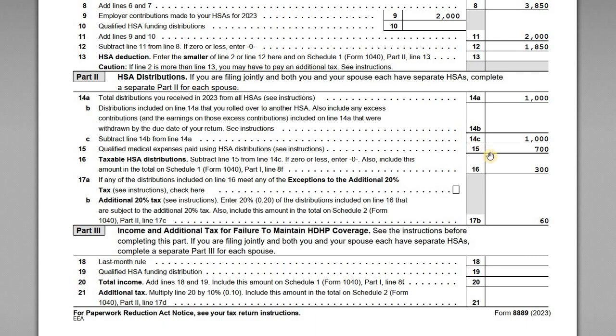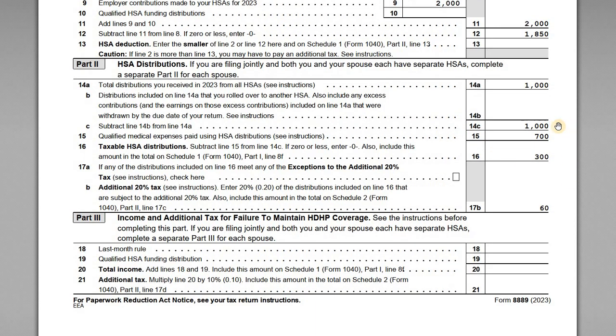There's no rollover that applied in this circumstance, so 14B is 0. So $1,000 of total distributions. And then on line 15, we have the qualified medical expenses that were paid using that distribution amount. In John's case, he only used $700 to pay for the medical care. He didn't have $300 of other qualified medical care expenses. So the taxable distribution here is subtracting line 15 from line 14C, and we're left with $300.